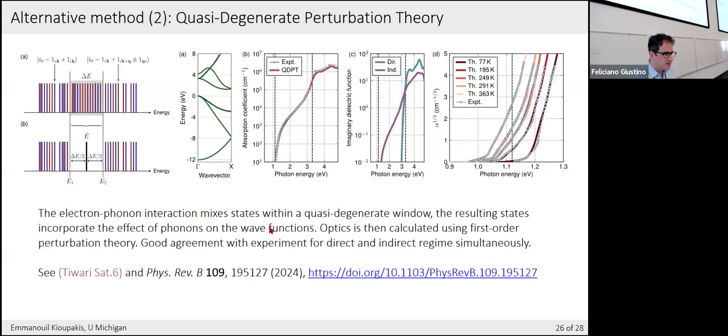And again, you see this amazing agreement with experiment, both for the phonon-assisted regime for silicon, as well as above the direct bandgap, where you don't see divergence, and also this great agreement near the onset, including the effect of temperature dependence. And so Sabia will discuss more about this method on Saturday, and you can read more about his very recent publication that just came out a few weeks ago.